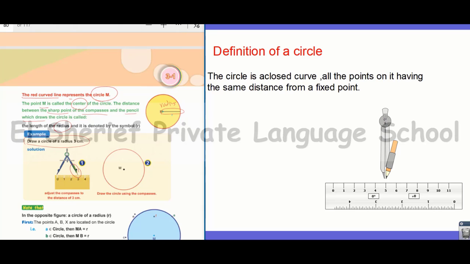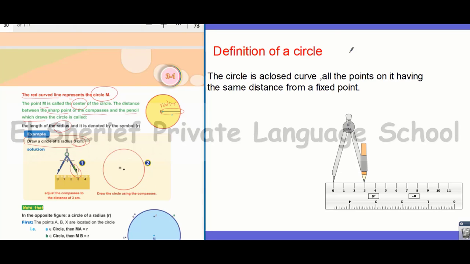First, we open the compass. We use a ruler and a compass, and open the compass, put the metal tip on 0 and the pencil tip on 3. We need to draw a circle of a radius 3 centimeters. So open the compass 3 centimeters.